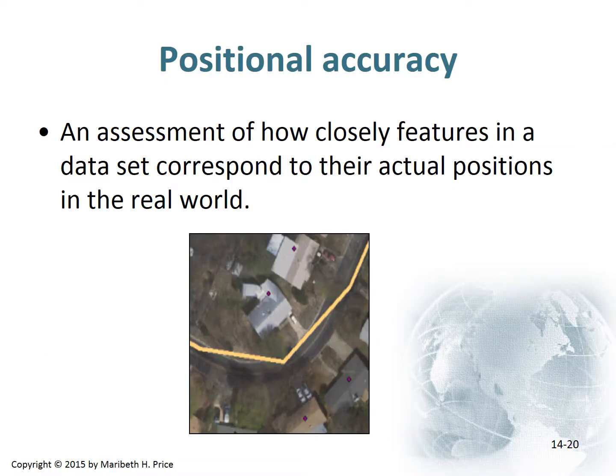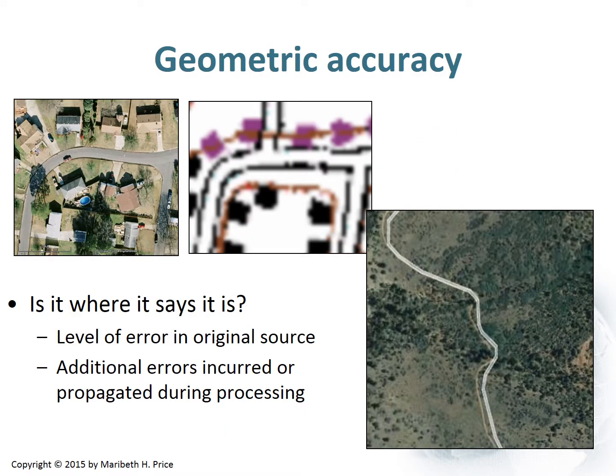Positional accuracy is an assessment of how closely features in the data set correspond to the actual positions in the real world. In other words, when you have a line representing a road, does the road and the line occupy the same space? Does this line follow the road? That's positional accuracy. Are things where they're supposed to be? Geometric accuracy is a little bit different.